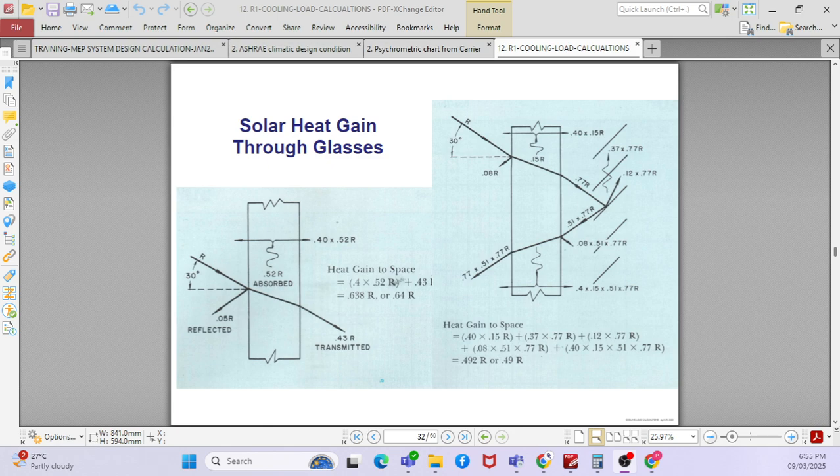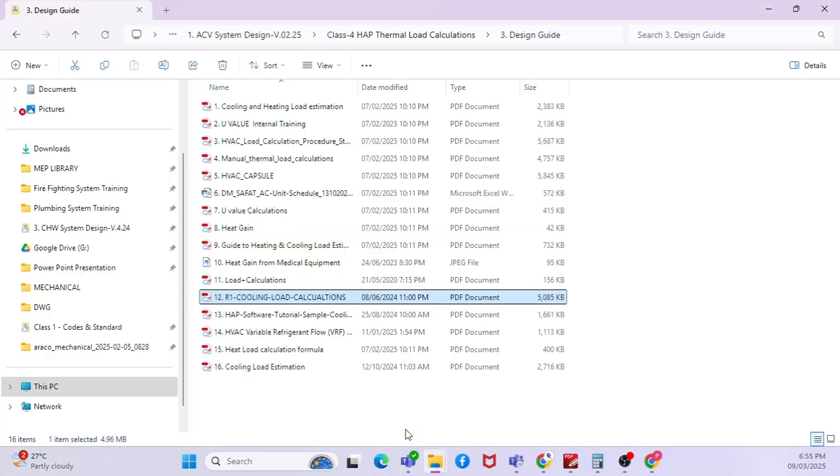You have a U value for the wall, a U value for the floor, a U value for the roof, a U value for the glasses. Glasses have different U values. Yes, we will study that. I will explain how to calculate each and every U value. Because in my last interview, they asked me about the U value, and where you get the U value for the different materials.